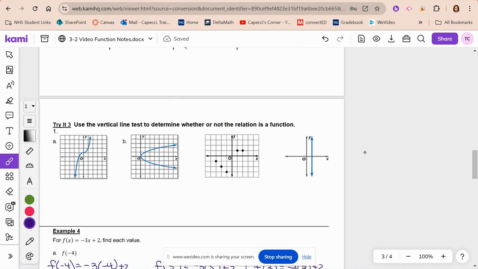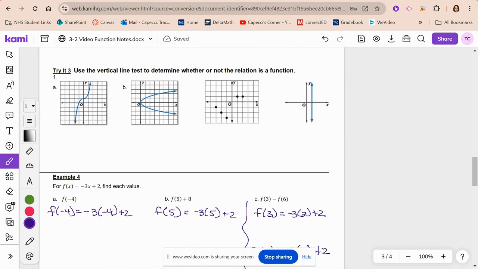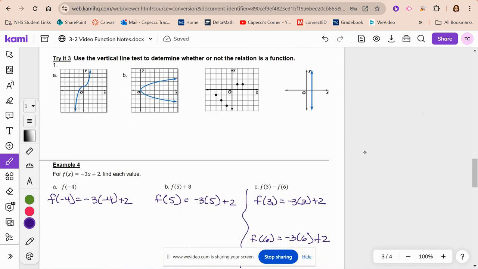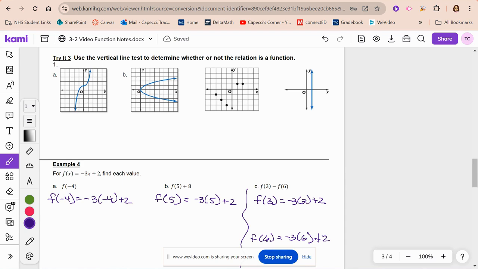Okay, let's do a little bit more with the vertical line test. Let's practice some. So here, if I put my vertical lines through there, it's only ever hitting each graph once. So that's a function. Let's look at our next example. If I hit it in a lot of different spots, it's hitting in more than one spot. So this one is not a function.